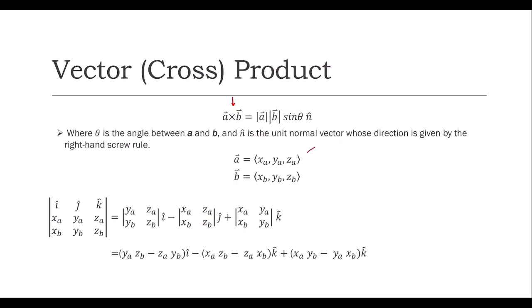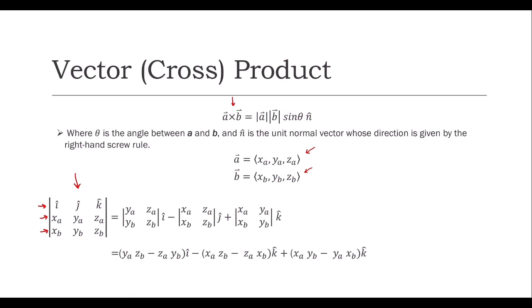So if A is this and B is this, this is how you could find your cross product. You would find the determinant of your 3 by 3 matrix, where you have your I, J, and K vectors, and then your X, Y, and Z for your A vector, and your X, Y, and Z for your B vector.